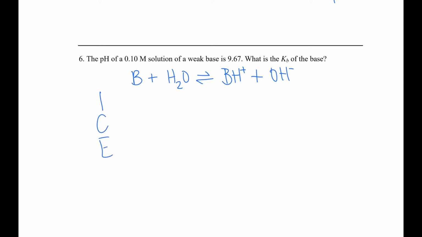In this situation, when I don't have an ICE table already made, we just draw ICE on the side, and we plug in our initial value, which is 0.1. Notice it says of a weak base. Our base is represented by B, so that's where it goes. Water is a pure liquid, so we don't care about it in an ICE table. And these always start out at 0. Okay, for our x, we just do minus x, and then we add them. So 0.1 minus x, x.